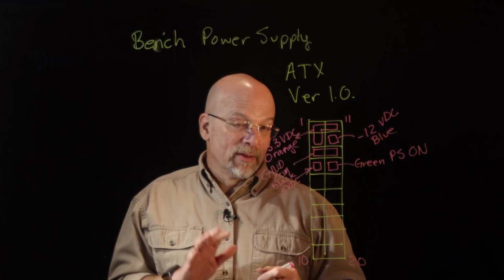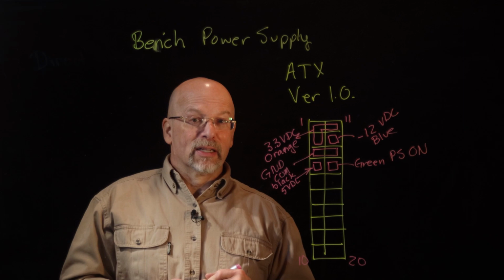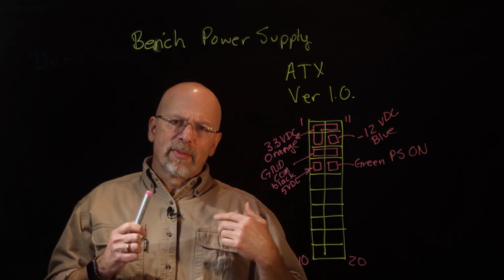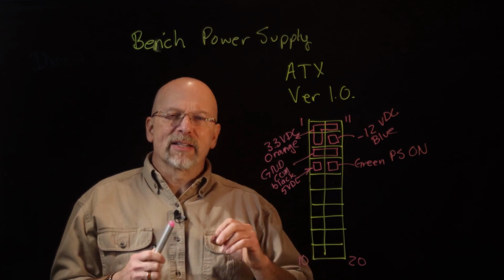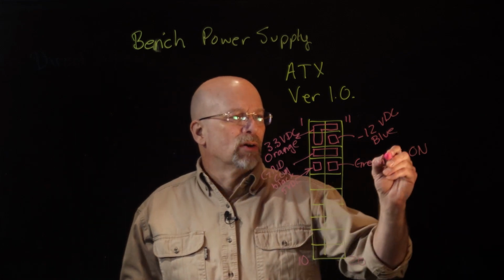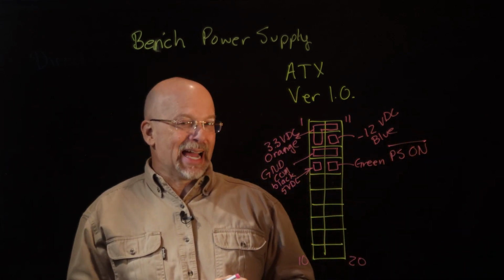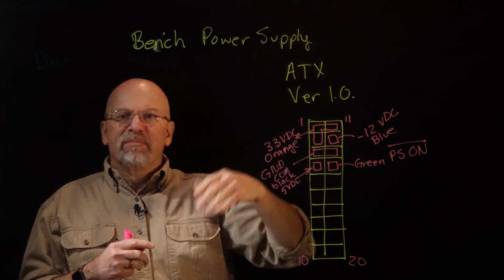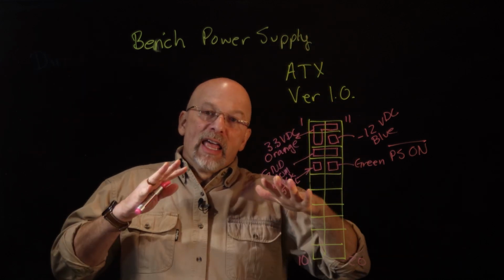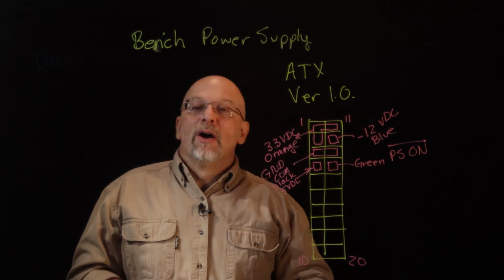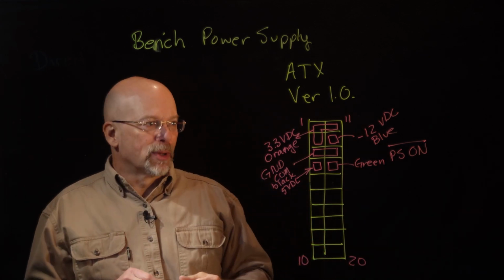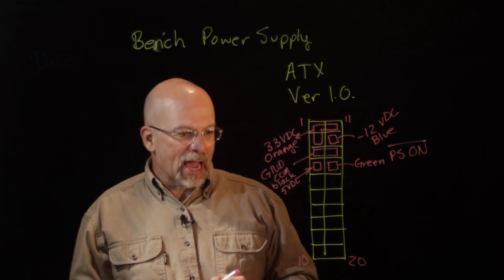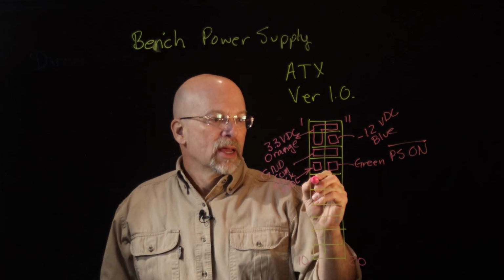Now, PS on, if you've followed any of my other lectures, you've probably seen one or two where we're talking about something being an active low signal. PS on is an active low signal, which means that if it's a high, if it's a logic 1, we're going to leave the power supply off. As soon as it goes to a logic 0, we're going to turn on the power supply. So it's an active low signal. It goes active when we have a 0.